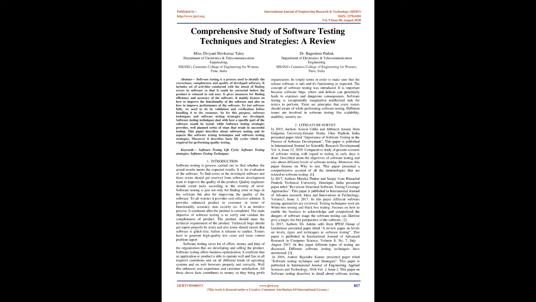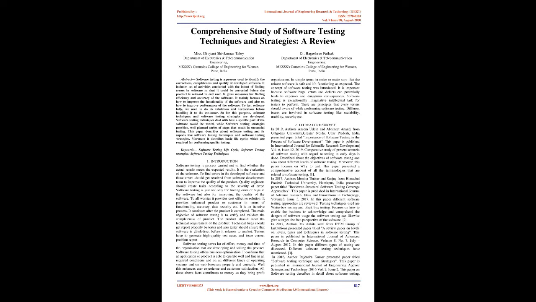So for this purpose, software testing techniques and software testing strategies are developed. Software testing techniques deal with how a specific part of the software would be tested, while software testing strategies provide a well-planned series of steps that result in successful testing. This paper describes software testing and its aspects like software testing techniques and strategies. Moreover, it describes basic life cycles which are required for performing quality testing. Keywords: software testing life cycle, software testing strategies, software testing techniques.